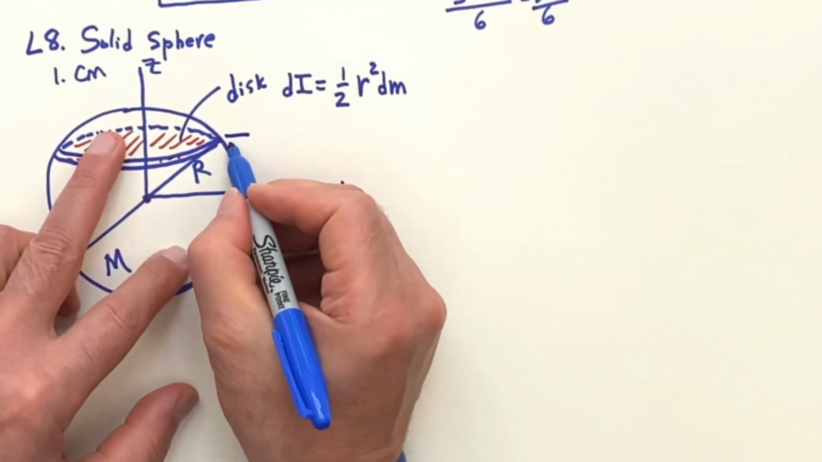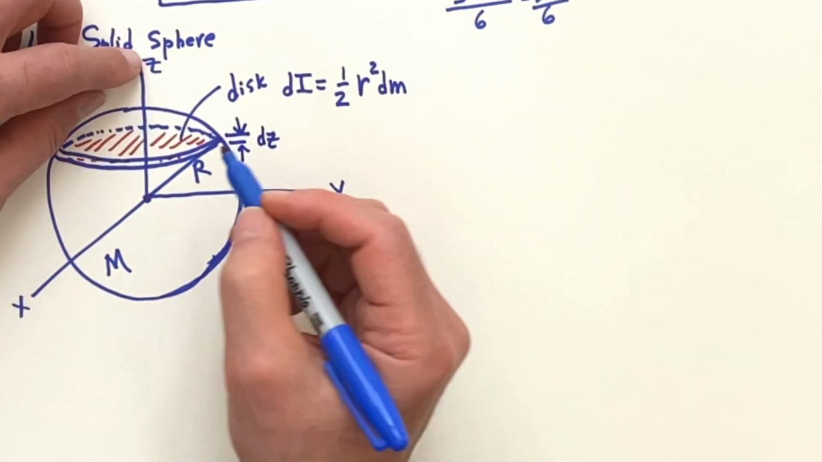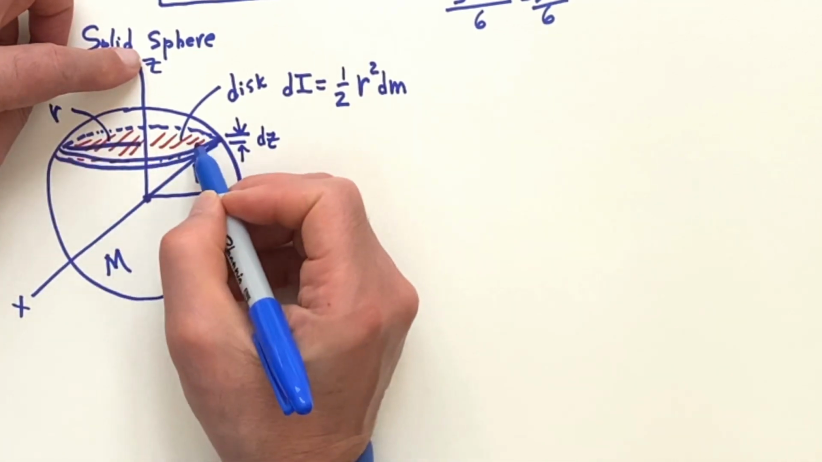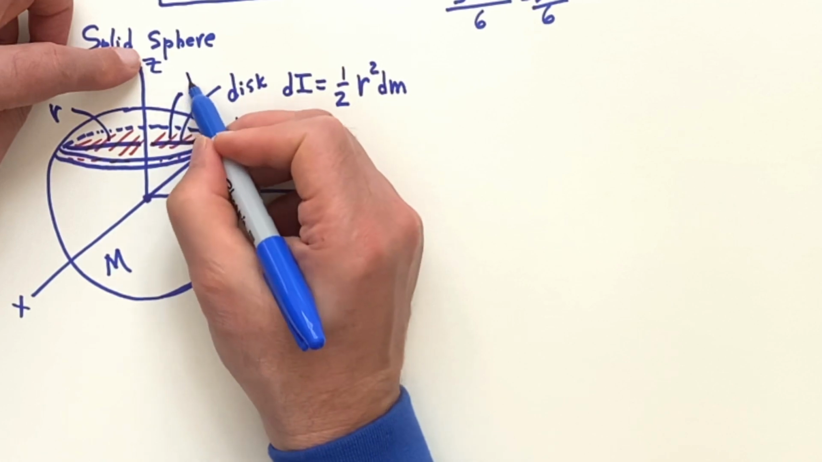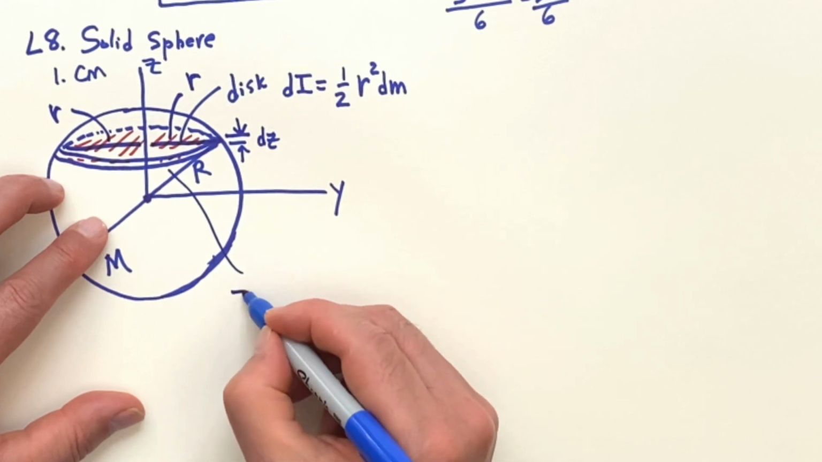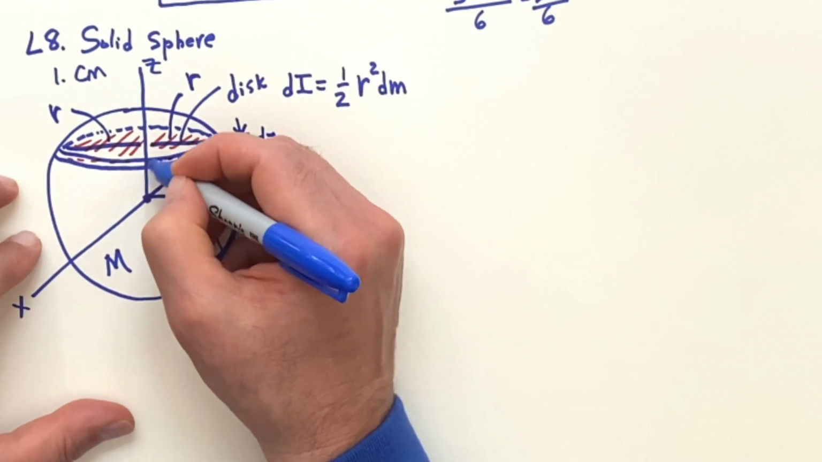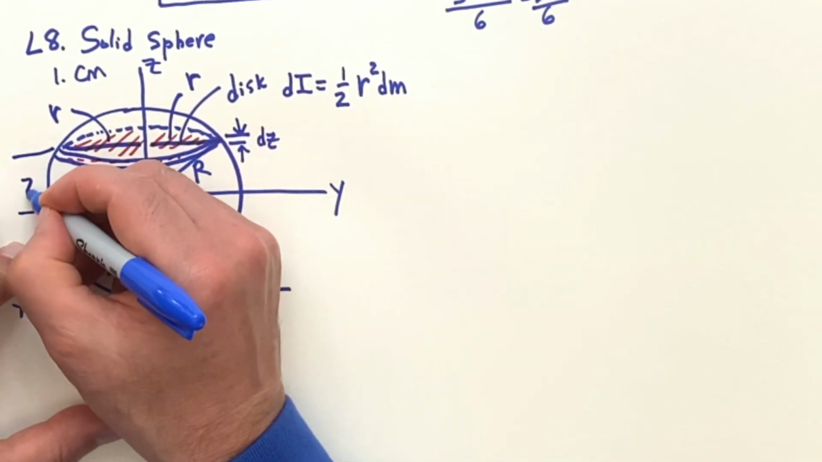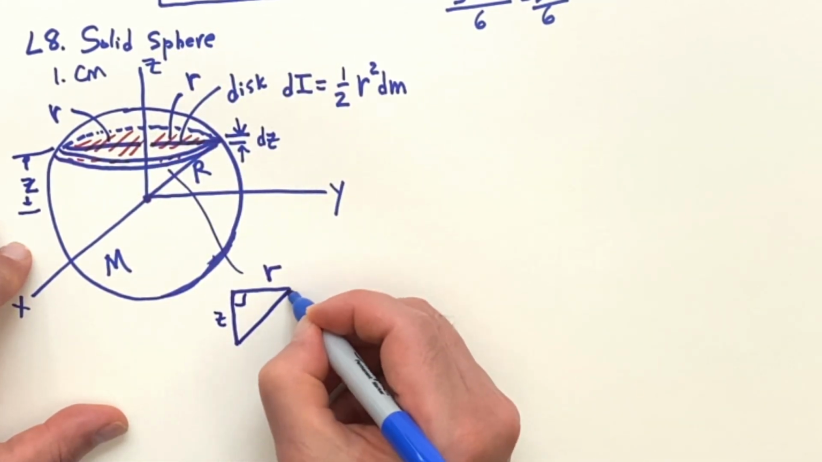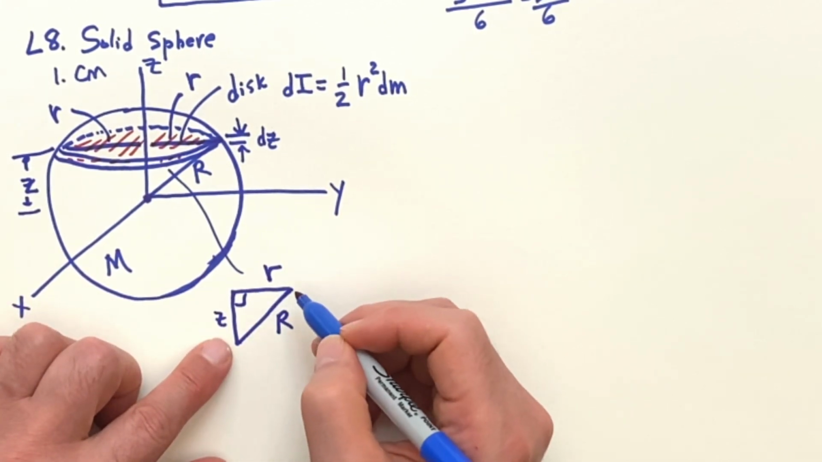Now this disk is going to have thickness here, dz. And this radius here is going to be little r. The radius here is little r. So if I can pull that out, that's going to be useful, the little r, because the distance from the center up to there, like this, that's the z. That's going along the z-axis. So there's a relationship among little r, z, and big R.